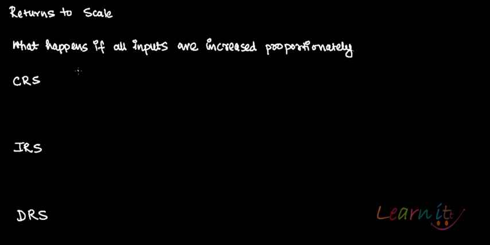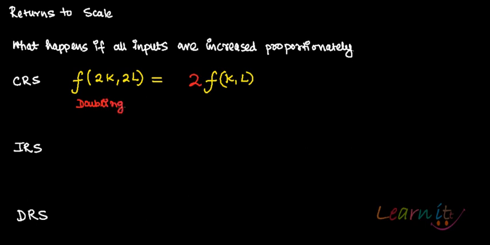So for example, you have the production function. You increase the amount of capital and labor. You double the amount of capital and labor. Now, this is the original production function which you have. Now, in case the output exactly doubles, that is, you double the amount of inputs and it doubles the output. So, doubling inputs leads to doubling of outputs.